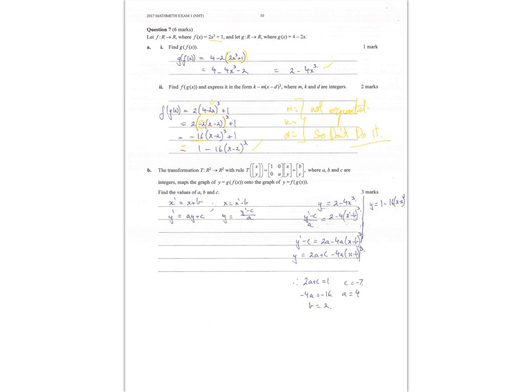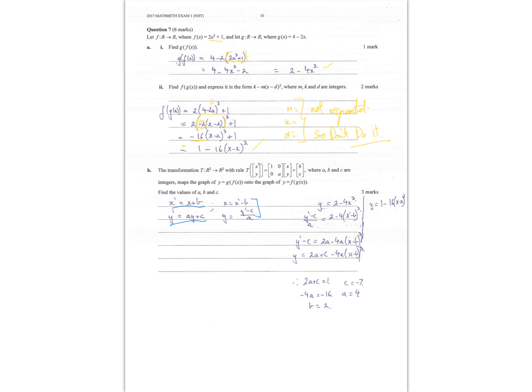All right, the transformation with the rule, let's get to a better colour. The transformation of the rule given maps the graph of y equals g of f of x onto the graph of y equals f of g of x. Find the values of. Okay, so first things first, we've got our x dashed here. X dash is equal to x plus b. Y dash is equal to ay plus c. Rearrange that, I'll get x is equal to x dash minus b. Y is equal to y dash minus c on a.